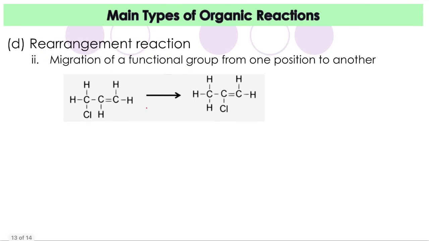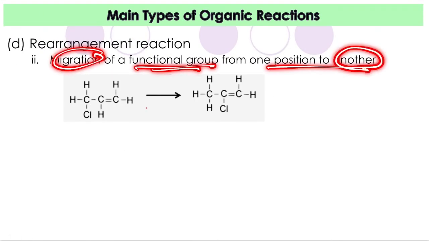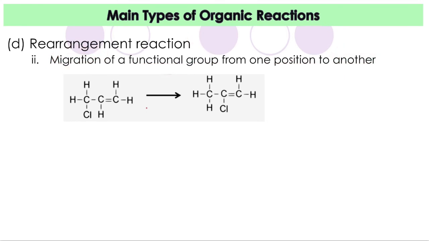Next, kita tengok pula migration of a functional group from one position to another. So kalau kita tengok, hanya kedudukan functional group klorin sahaja yang berbeza daripada kiri dan kanan itu. So ini yang disebut sebagai migration of functional group from one position to another.